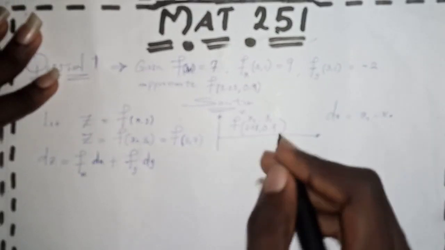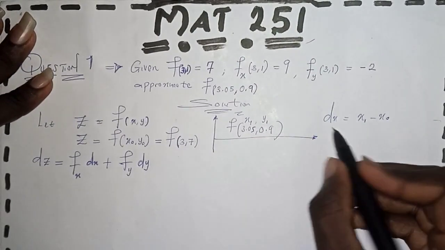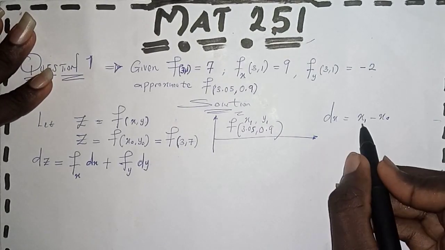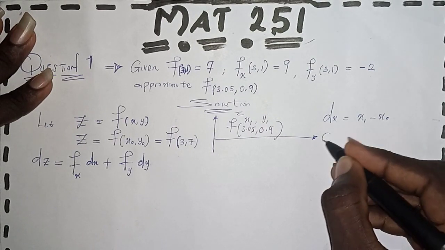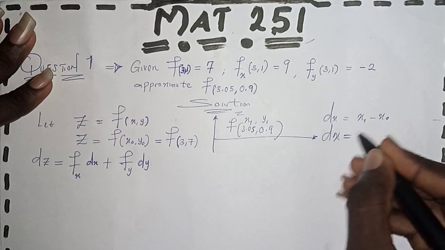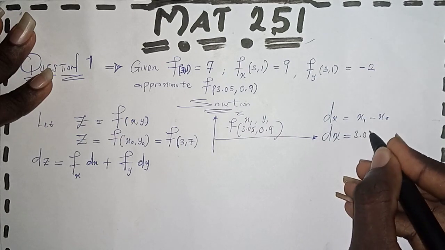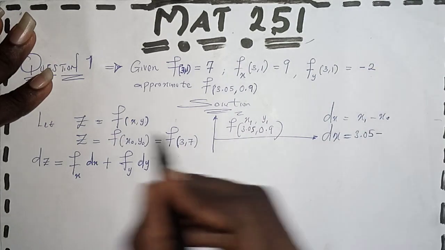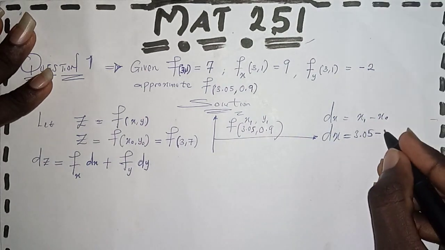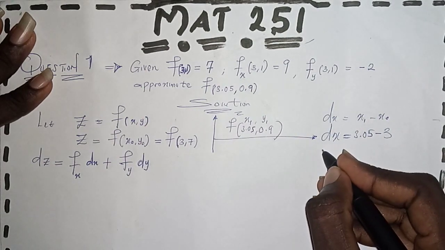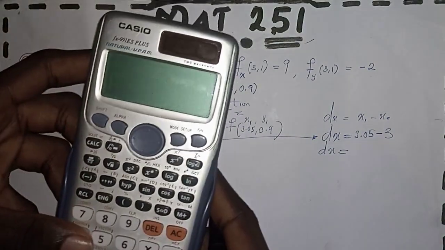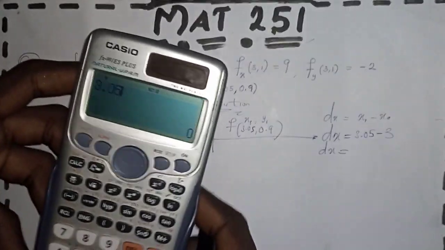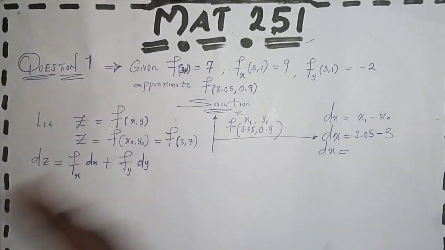So it is not clear enough what's happening. dx simply implies the value of x1 you have minus the value of x naught. So dx becomes, x1 is 3.05, and remember that x naught is 3. By the time we subtract 3.05 minus 3, we have 0.05.